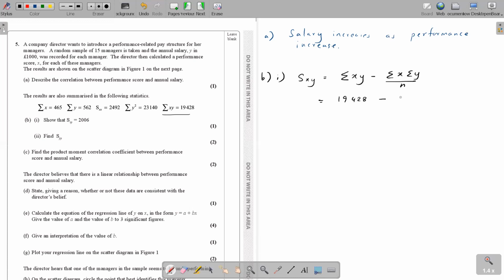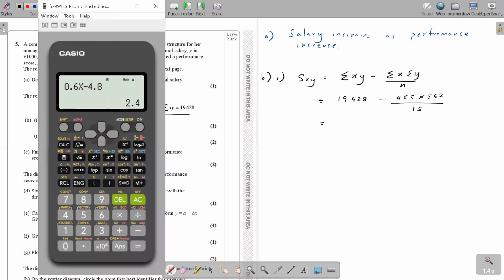19,428 minus sigma x is 465, times sigma y is 562, divided by n. Children, how much is n? How many people are we taking here? There were 15 people, right? We took 15 people and assessed their performance. So type everything in the calculator and you should definitely get 2006. Are you getting exactly 2006?